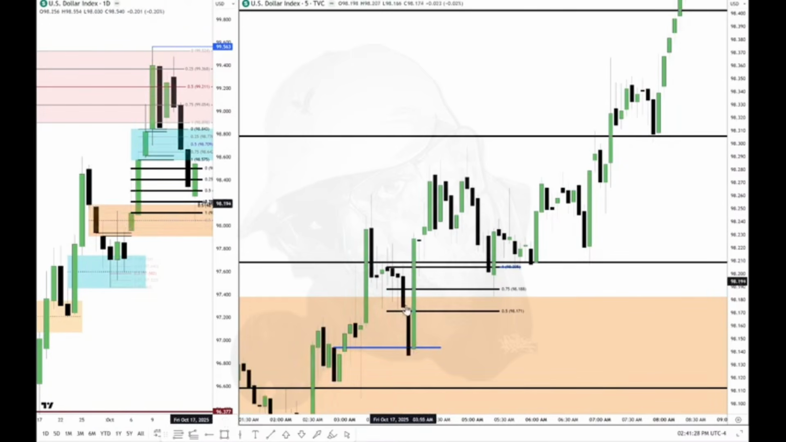Yes, it's trading inside of this entire order block. It's permissible to do that. It could go all the way down to mean threshold, which is the halfway point at 98.171. And that's completely perfect. There's nothing wrong with that.